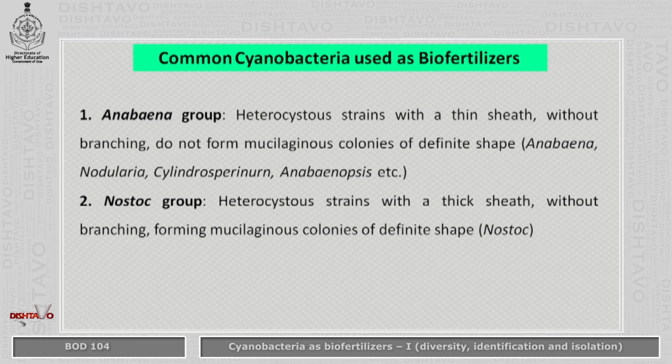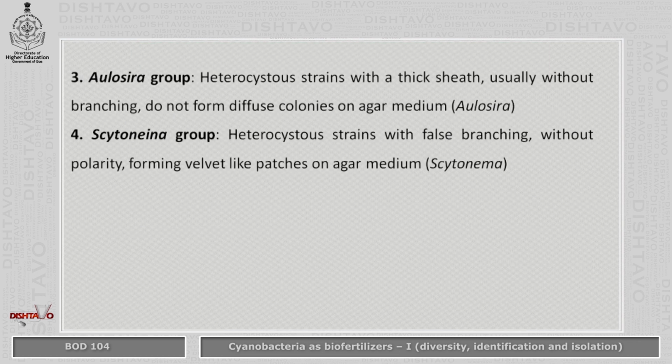Common cyanobacteria used as biofertilizers include the Anabaena group, which are heterocystous strains with a thin sheath without branching, and do not form mucilaginous colonies of definite shape. The second group is Nostoc, a heterocystous strain with a thick sheath without branching, forming mucilaginous colonies of definite shape. The third is the Aulosira group, heterocystous strains with a thick sheath, usually without branching, which do not form diffuse colonies on agar medium. The fourth is the Scytonema group, heterocystous strains with false branching without polarity, forming velvet-like patches on agar medium.